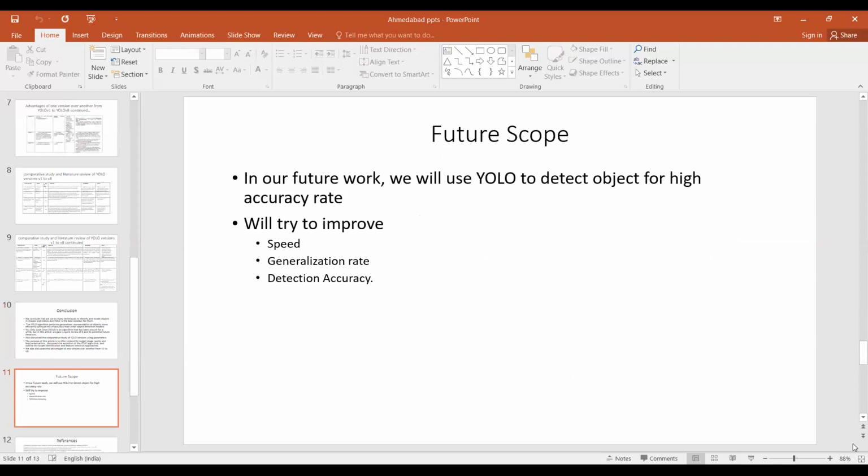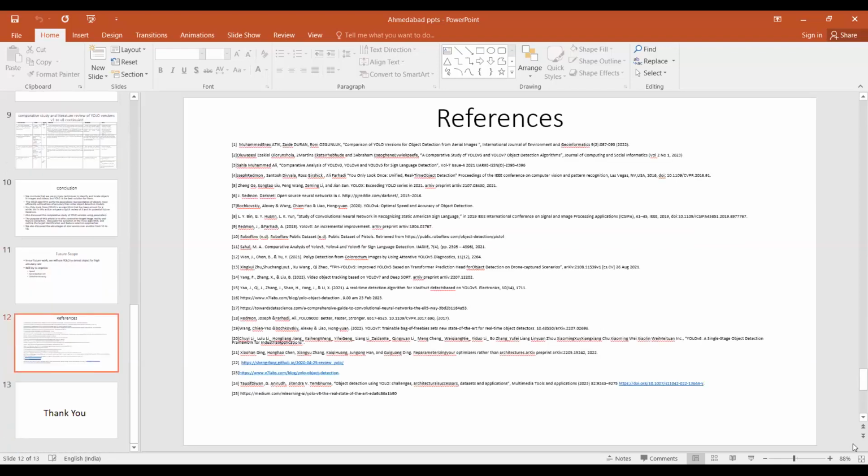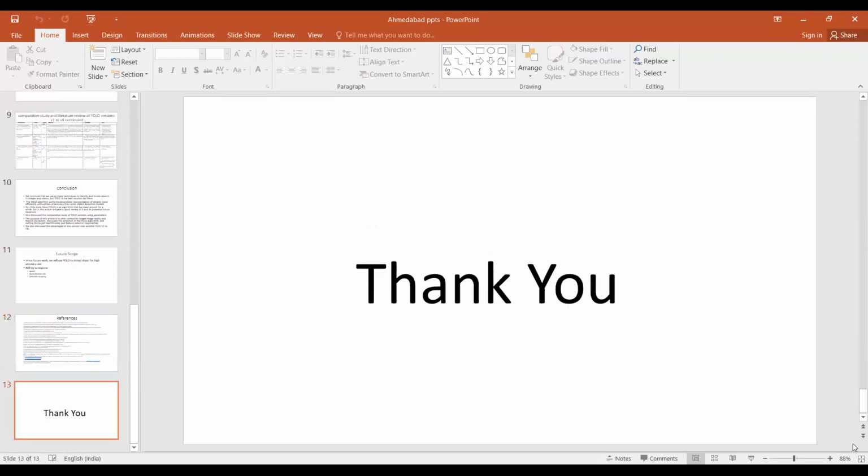So I can say that in future work, we will use YOLO to detect objects for a higher accuracy rate, and I'll try to improve speed, generalization rate, and detection accuracy. So these are all my reference papers and sites. Thank you.